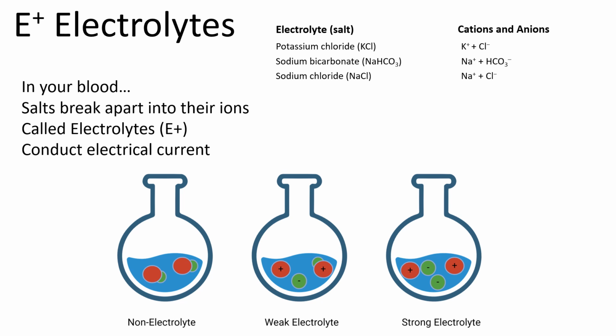Cations and anions in a weak electrolyte also separate, but not all of them. So as you can see in the picture, weak electrolytes don't dissociate completely in your blood. Anything that isn't an electrolyte doesn't dissociate. The molecule in the flask on the left, it could be an alcohol or something, stays fully intact when you put it into water. It is a non-electrolyte. It does not contribute to the conduction of that electric current.